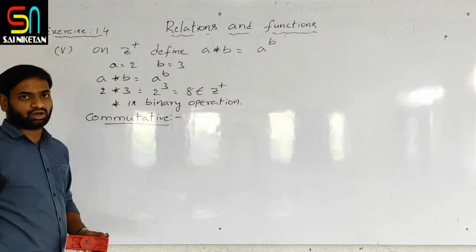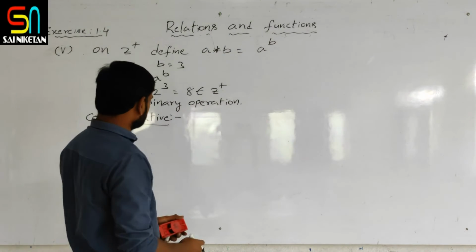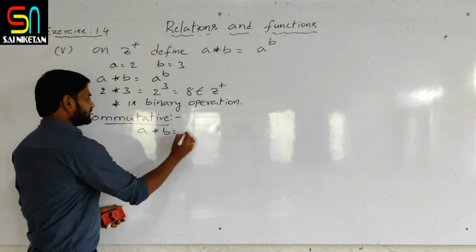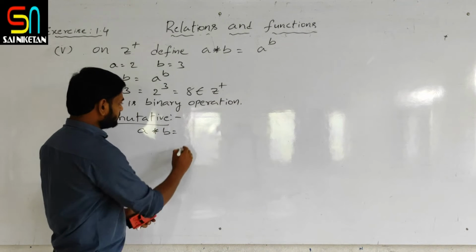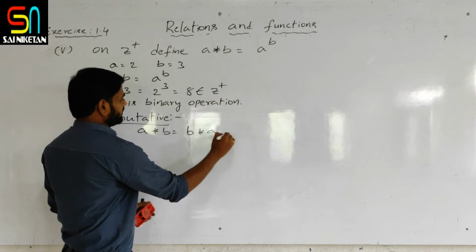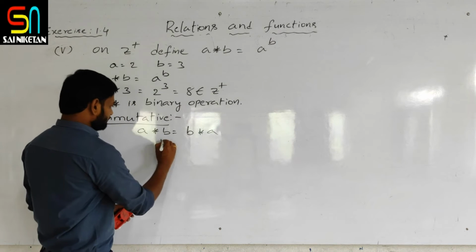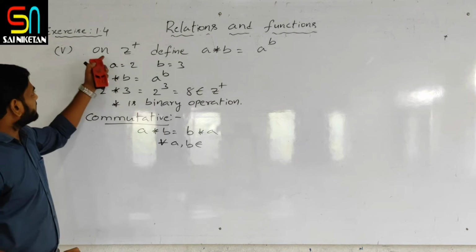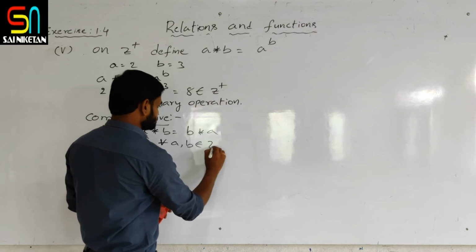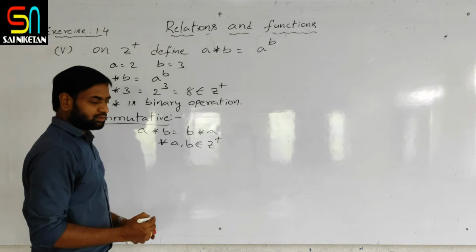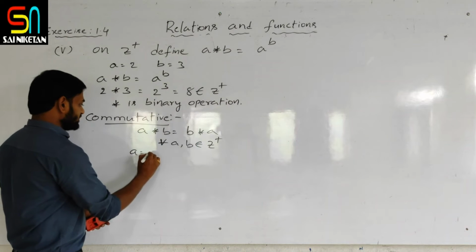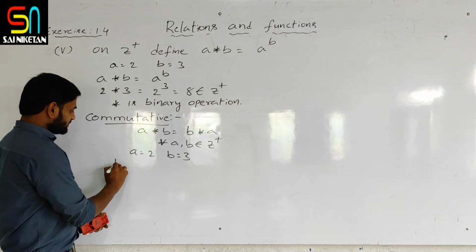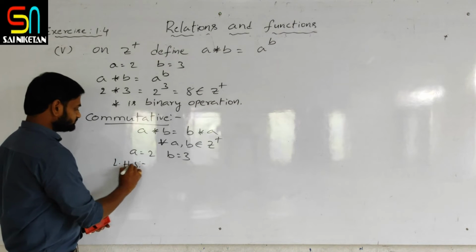What about the commutative? For the commutative, the condition is A star B should be equal to B star A, for all A, B, compulsorily belonging to the given set Z plus. Now I am choosing the values: A value is 2, B value is 3.